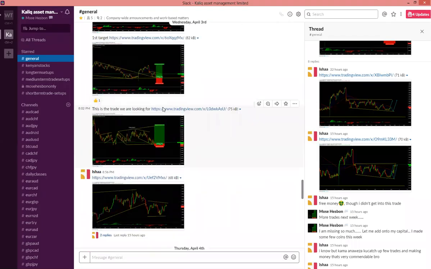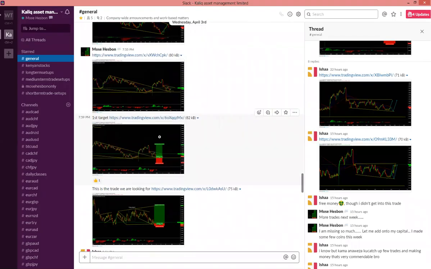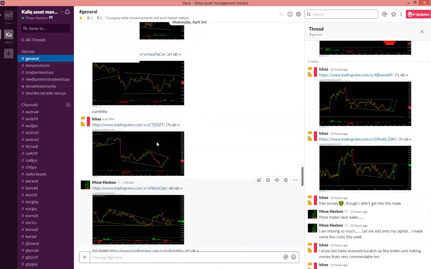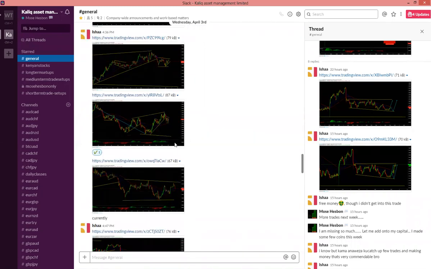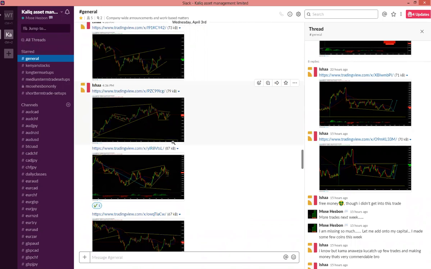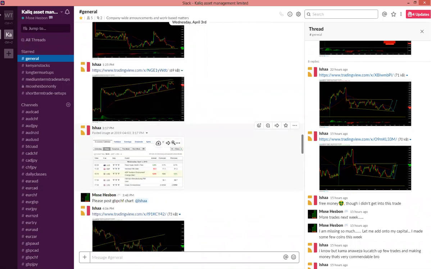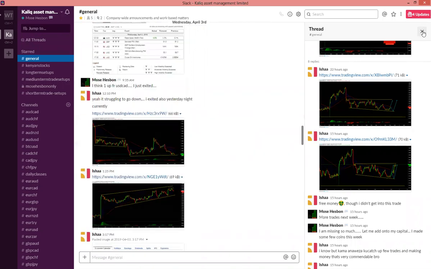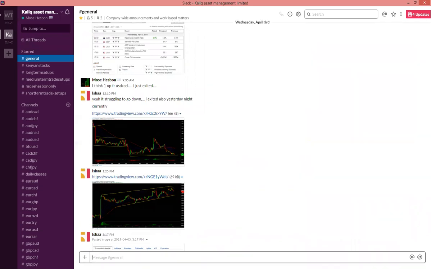There are so many of those trades, and we have them in our daily meeting room, which we run via Slack. But to join that group, you have to pay, so it's only for paid members. Now we can just look at a few trades for the day.